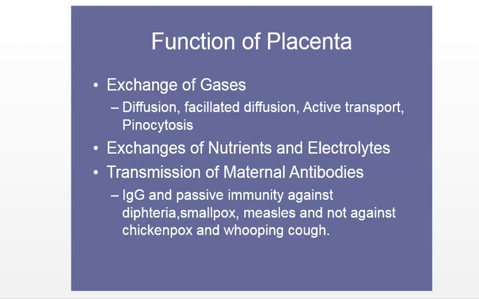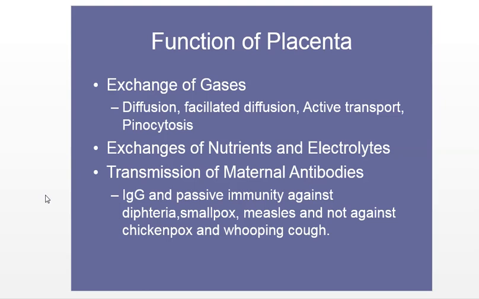What about the function of the placenta? Main functions of the placenta are exchange of the gases. It takes place by diffusion, facilitated diffusion, active transport, and pinocytosis. Exchange of the nutrients and electrolytes. Transmission of maternal antibodies, especially IgG, and passive immunity against diphtheria, smallpox, measles, and not against chickenpox and whooping cough.